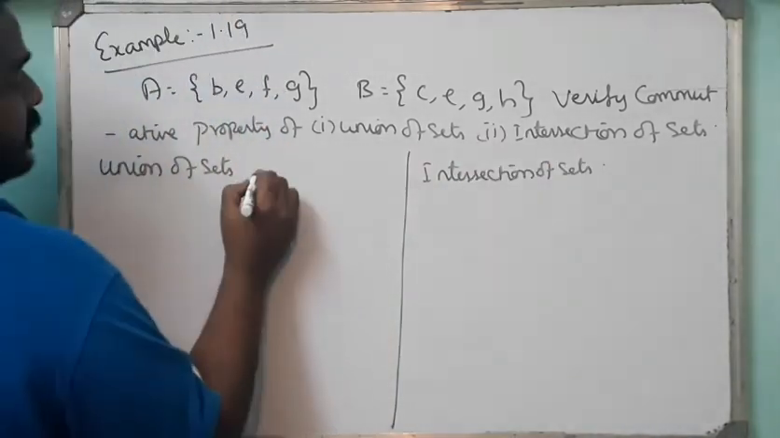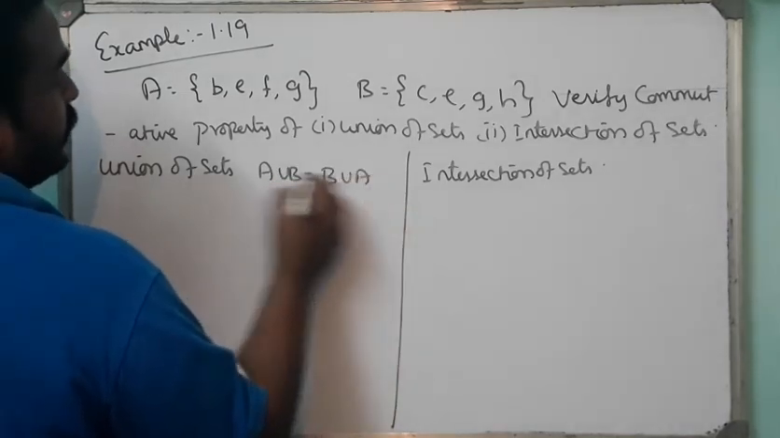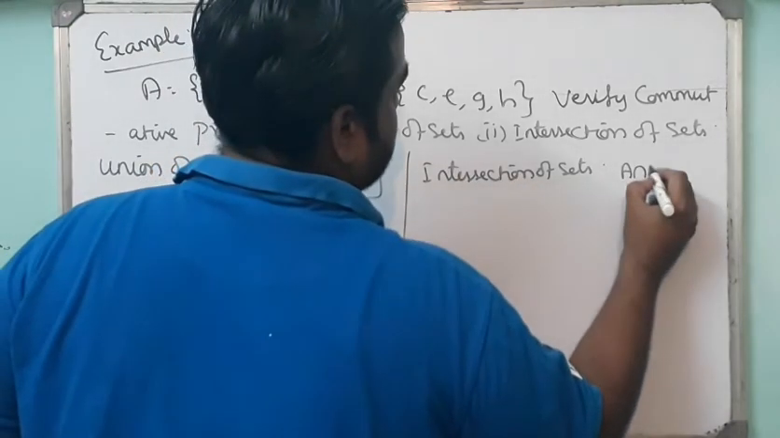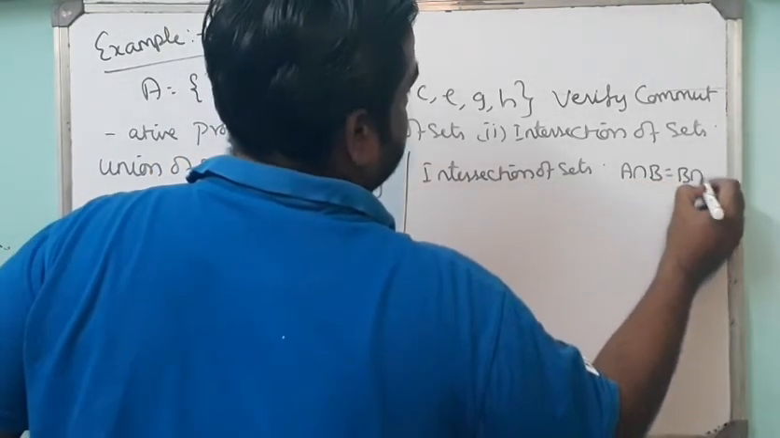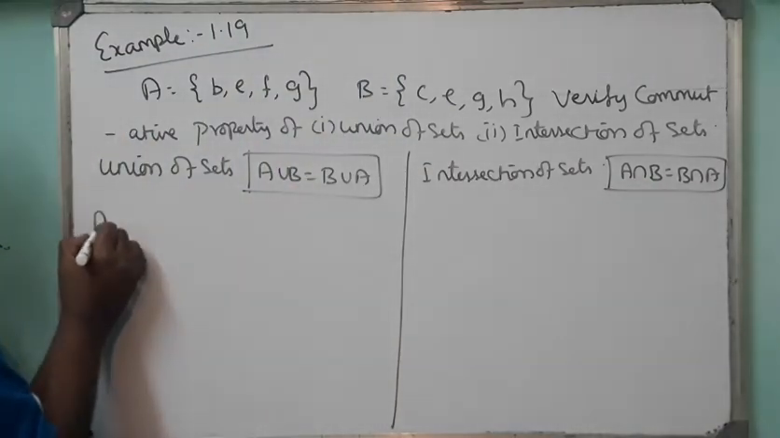So what is this property? A union B equal to B union A. This you have to prove. What is the second property? A intersection B equal to B intersection A. Okay, first take down A union B.